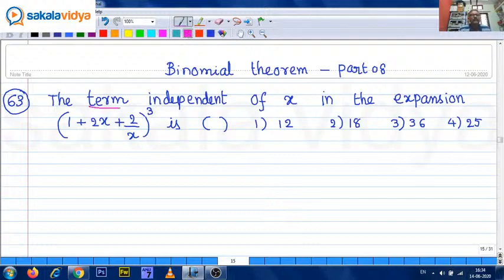The term independent of x in the expansion of (1 + 2x + 2/x) whole cube is. So we need to find this out. Here is the solution, let us do it now.